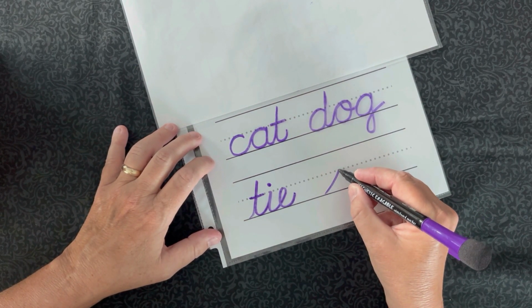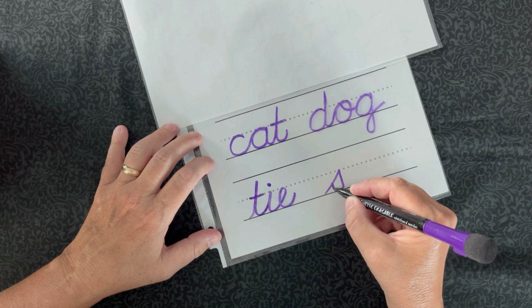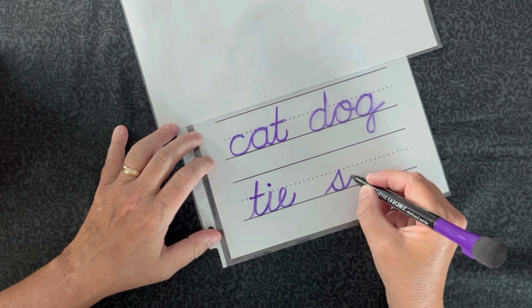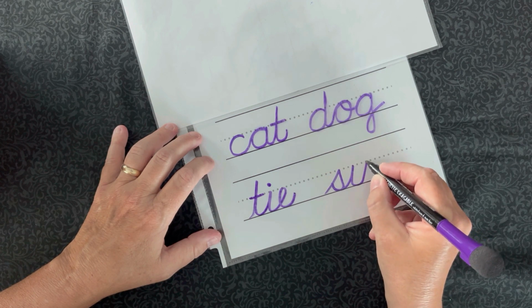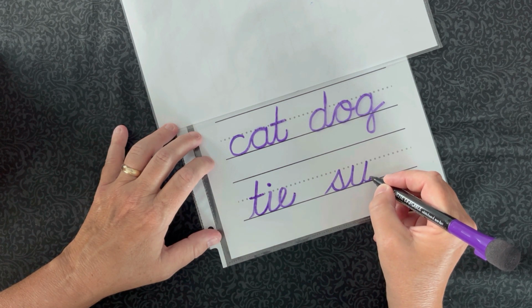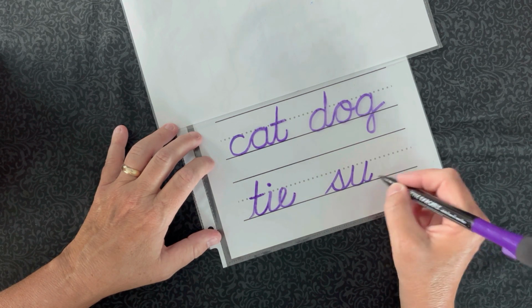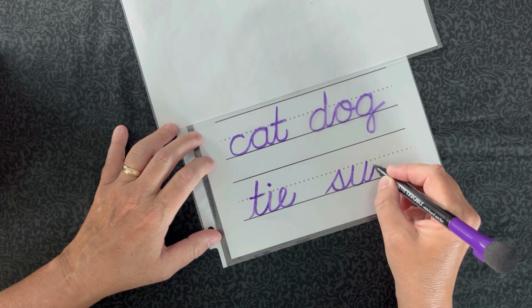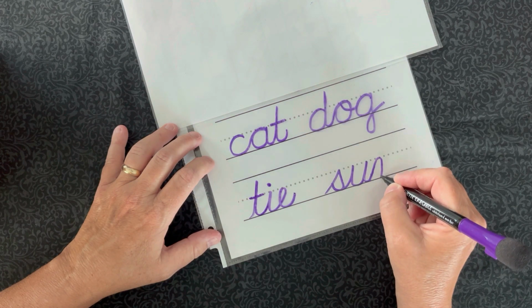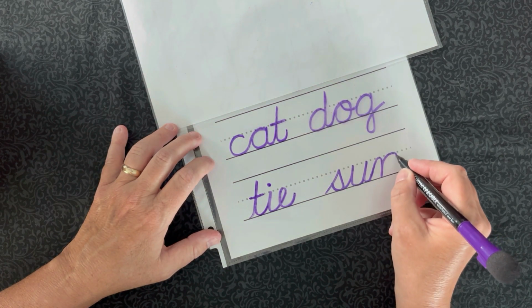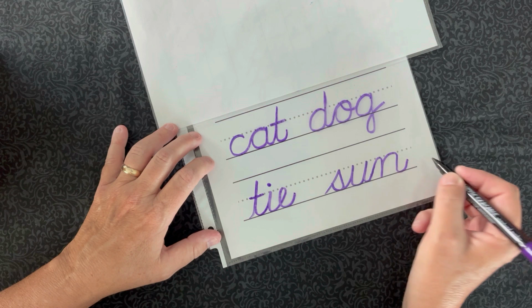The last one we'll do is sun. So little line up, bump, tail right into the U. Little line up, down, bump, up, down, tail. So this tail is going to go right into the N. So it's tail, little line down, up, bump, little line down, and tail.